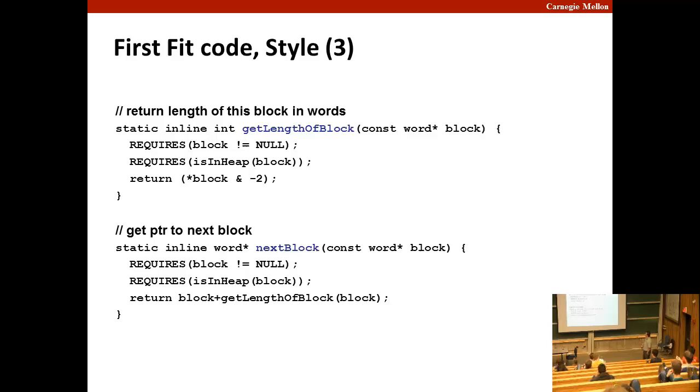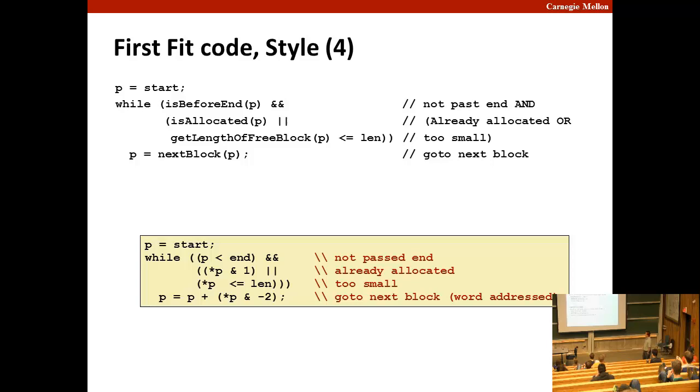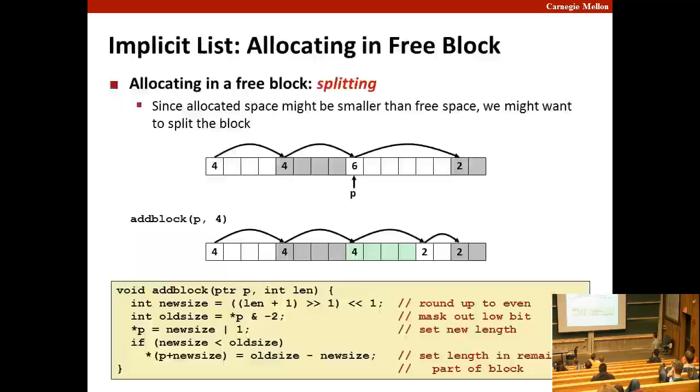Get the next block. Block plus the length of the block. First fit now is sort of pretty. While it's before the end and it is allocated, or the length of the free block is less than the length, move forward. So when we get to the point we have something that fits, we're done.